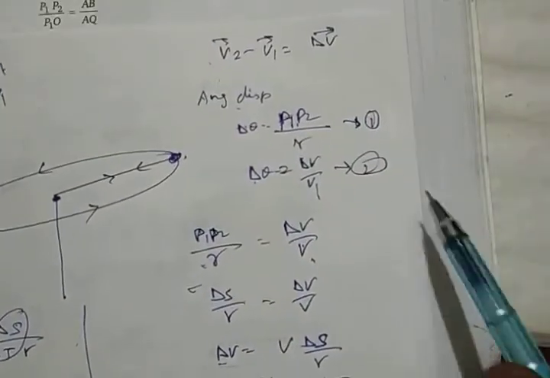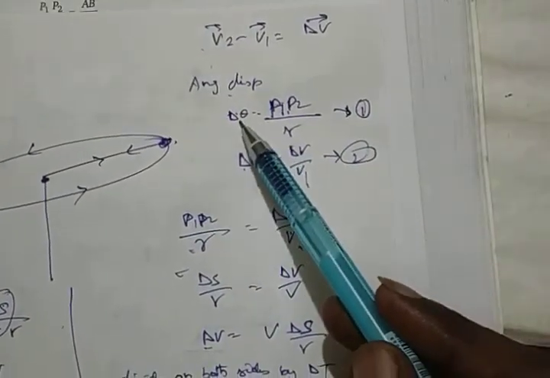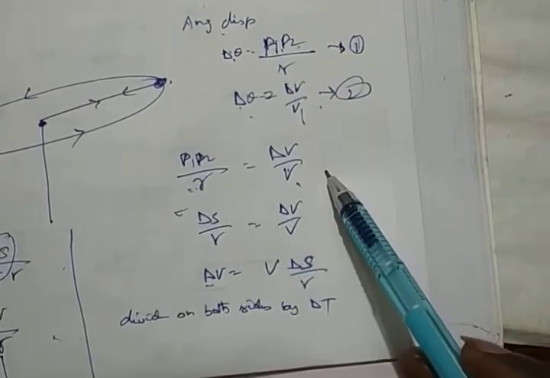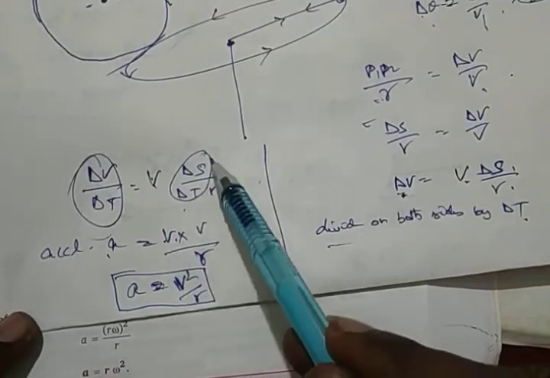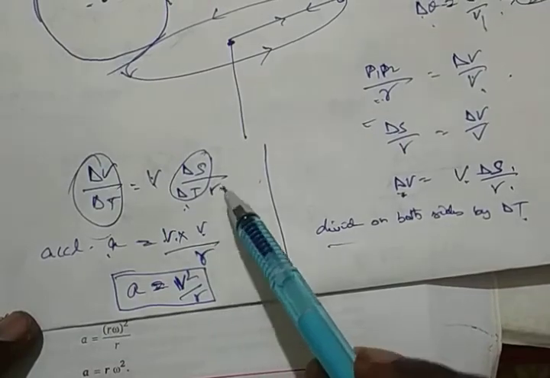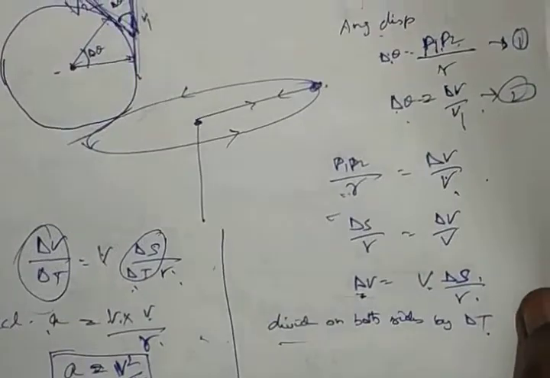Very, very important derivation. This derivation always comes every time. Please remember this one. What we did: there are two angular displacements, we equated both of them, and we took delta v separately because we wanted to find the acceleration. So delta v is equal to v into delta s upon r, divide on both sides by delta t. After we do this, this entire part is called acceleration. This is v, delta s upon delta t is again another v, divided by r, v square upon r.